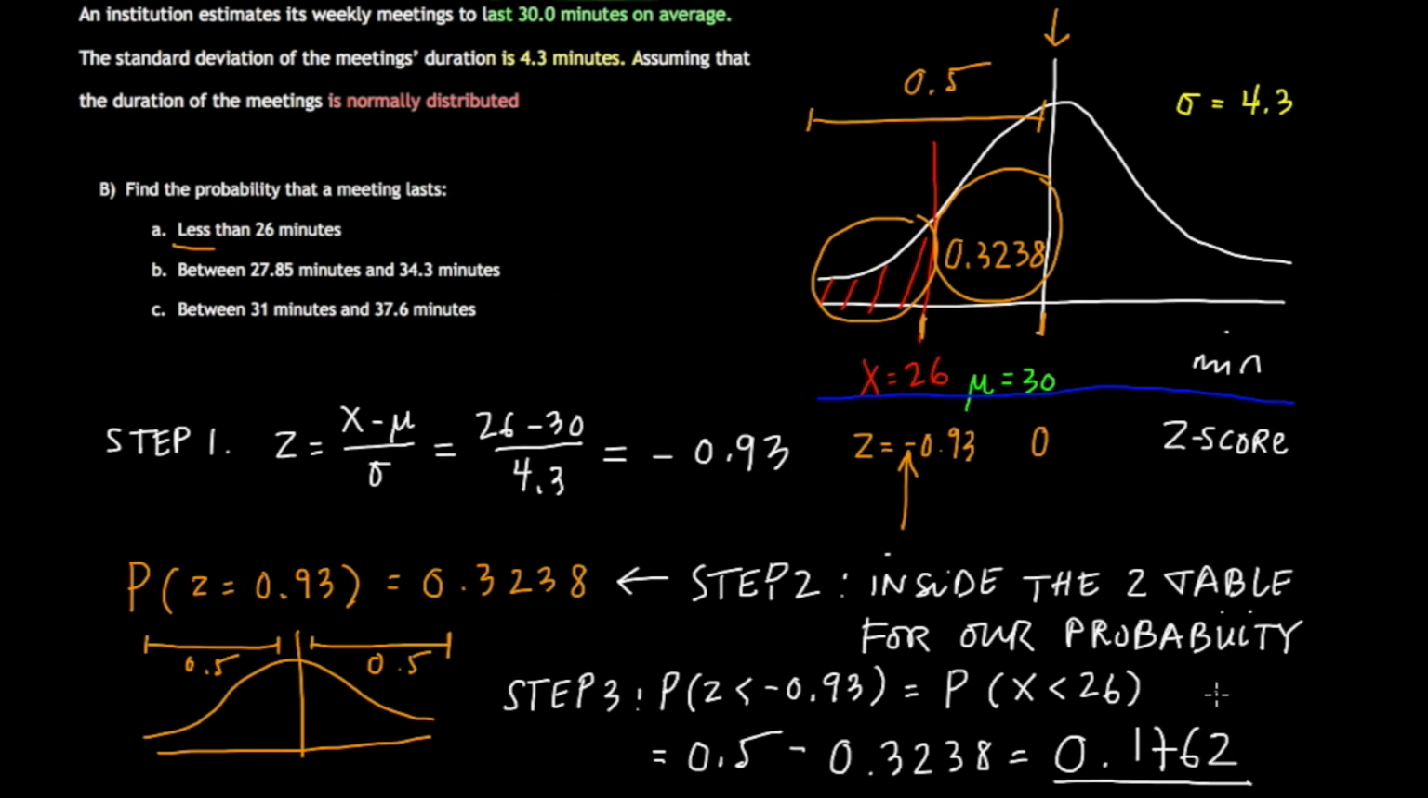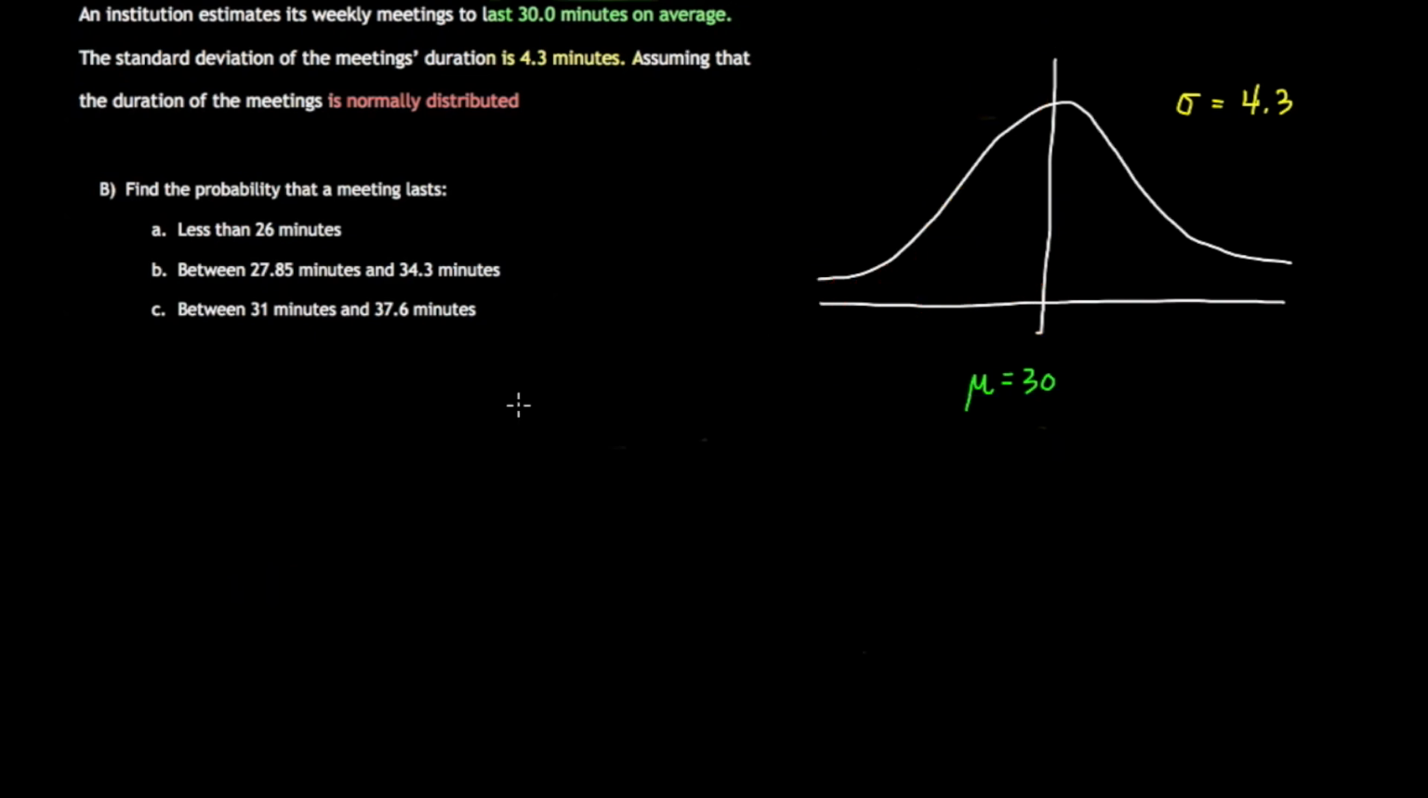Now, it may seem like a lot, but we have 2 more to go, so we'll be able to recap all the different notions. All right, so let's go ahead and do subsection B. So subsection B is asking us to find the probability that a meeting lasts between 27.85 minutes and 34.3 minutes, okay? So let's go ahead and plot the visual cues on our bell-shaped curve before we solve anything. It'll make it a lot easier to see what exactly it is that we're looking for.